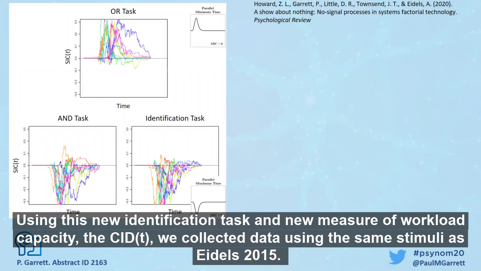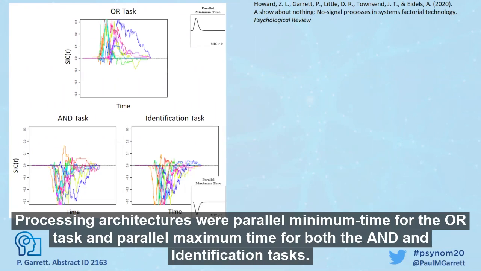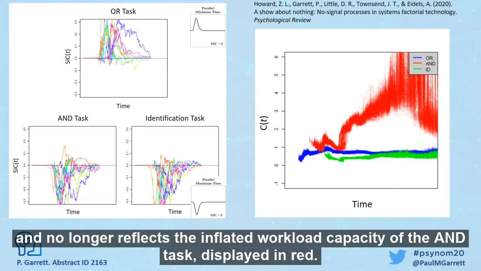Using this new identification task and new measure of workload capacity, the C_ID(t), we collected data from the same stimuli as Eidels 2015. We begin by showing the survivor interaction contrast on the left. You can see that processing architectures were parallel minimum time for the OR task and parallel maximum time for both the AND and the identification task. Turning now to workload capacity, and the C_ID(t) presented here in green closely aligns with the results from the OR task presented in blue, and no longer reflects the inflated workload capacity of the AND task displayed in red.